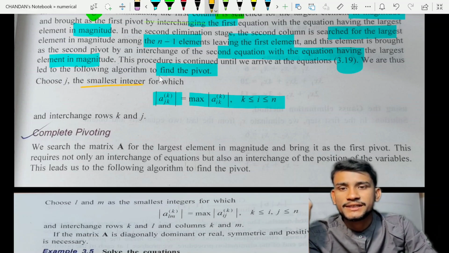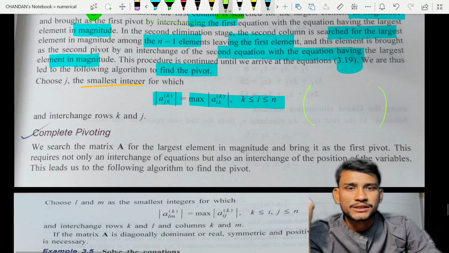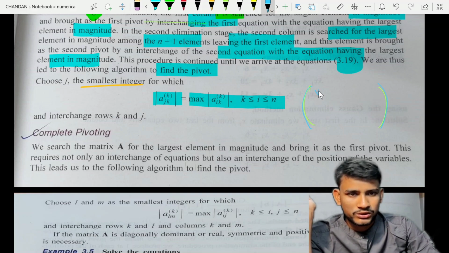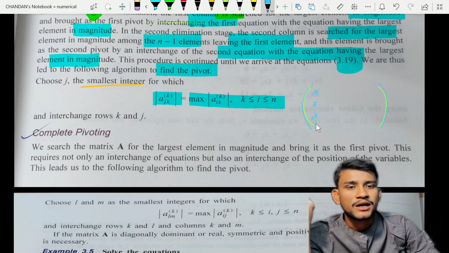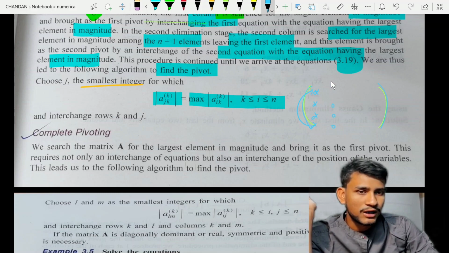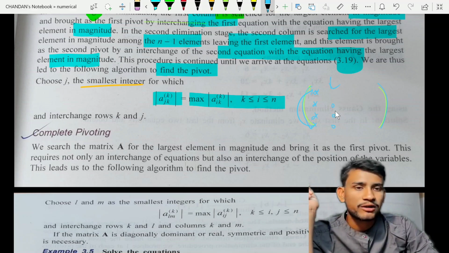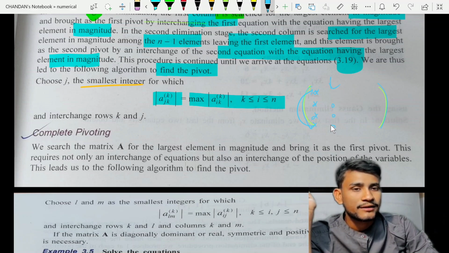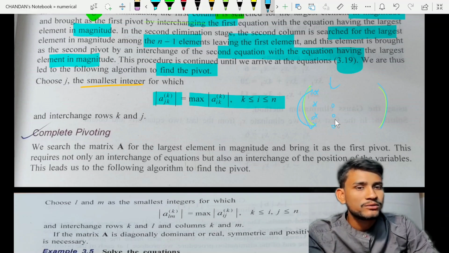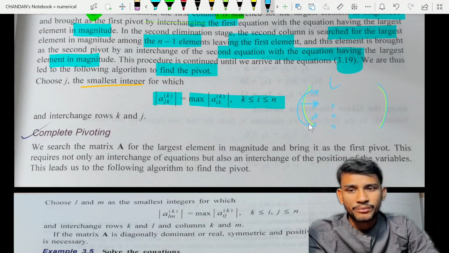That means the smallest integer for which, suppose this is the matrix. First we see which one of the first column elements has the greatest magnitude. We convert this row to the first one, then we see the second column and find the largest coefficient in magnitude and put it as the second row. Okay, and continue this process. So this is the pivoting.